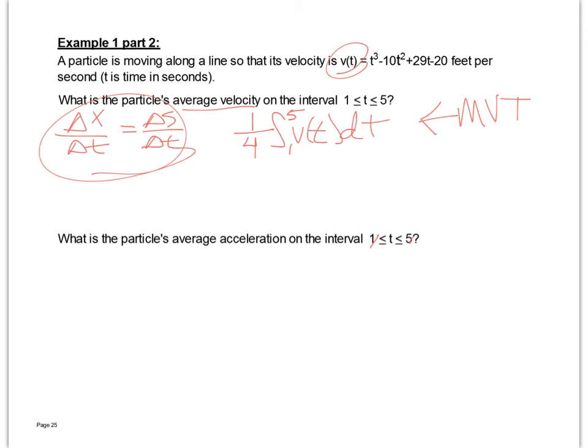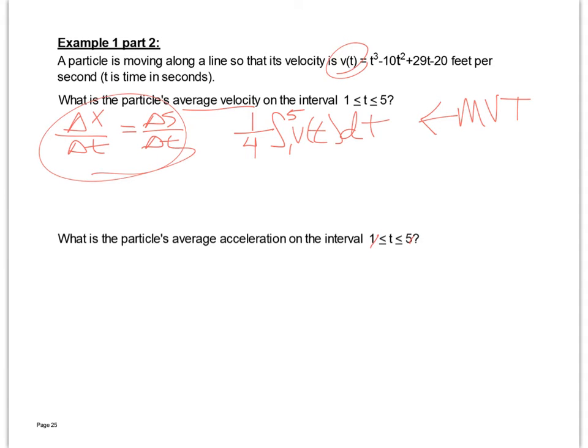We have our fraction out front. That's 1 over b minus a, right? That's 5 minus 1. I just didn't write it. That's how I got 4 seconds on the interval. And then the fundamental theorem using the function. That is the mean value theorem for integrals. And we can find the average, mean, value, mean, value, average, means, mean. That's the same thing. We can find the mean value, the average velocity, just using the mean value theorem.